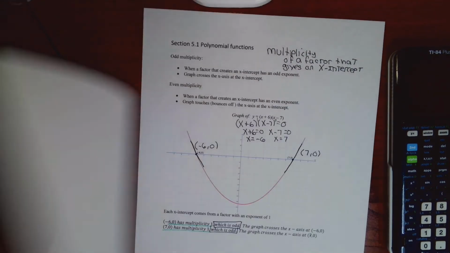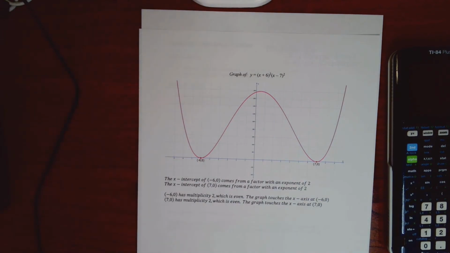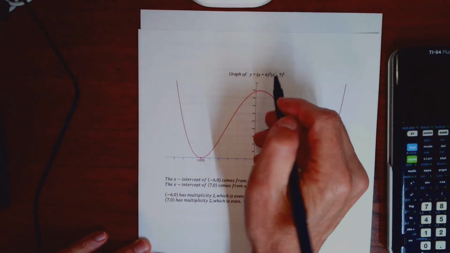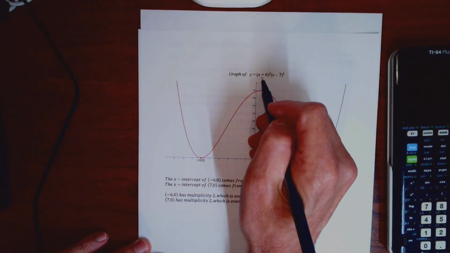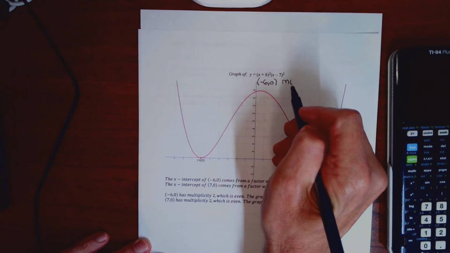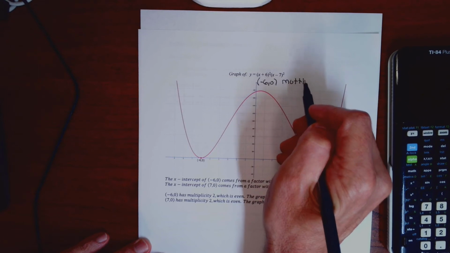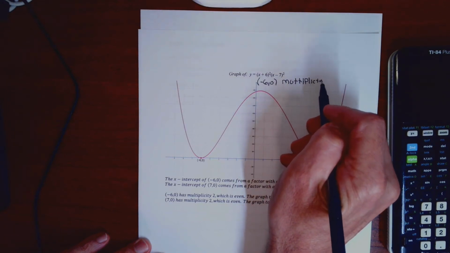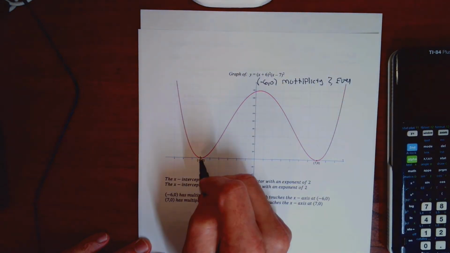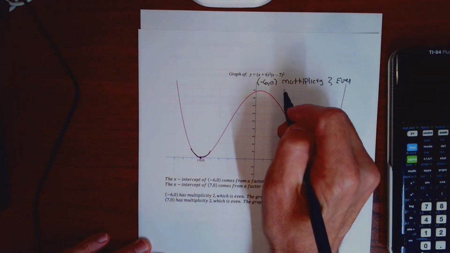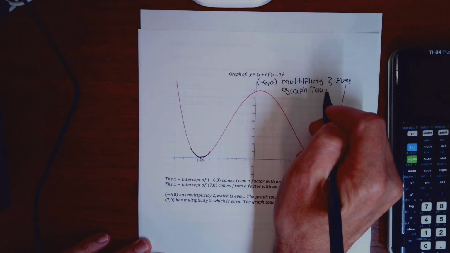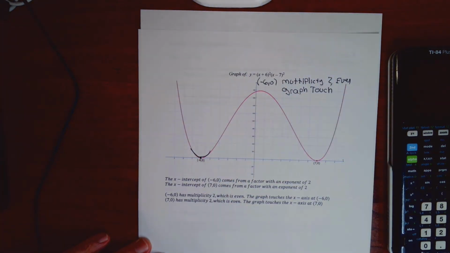I have one more example just so you can see what happens if both the exponents are even. So in this fourth example, the x-intercept that comes from the x plus 6 squared is negative 6, 0. That x-intercept has a multiplicity of 2, which is an even number, which means at that x-intercept, the graph is going to touch the x-axis and not cross the x-axis. You can say the graph bounces off the x-axis just fine.